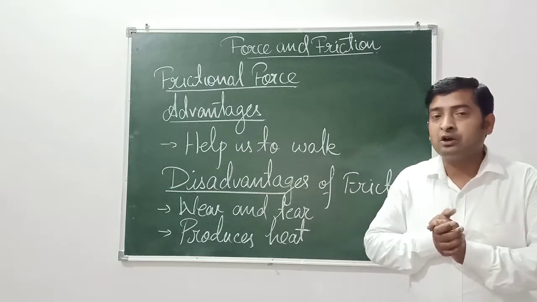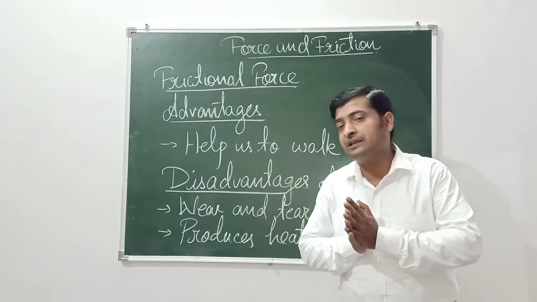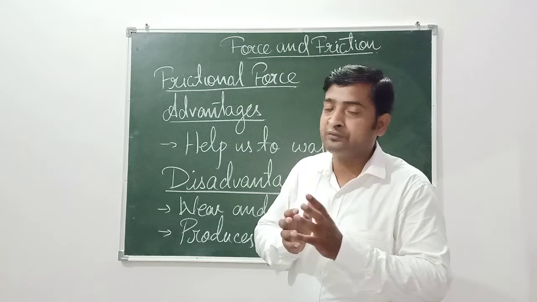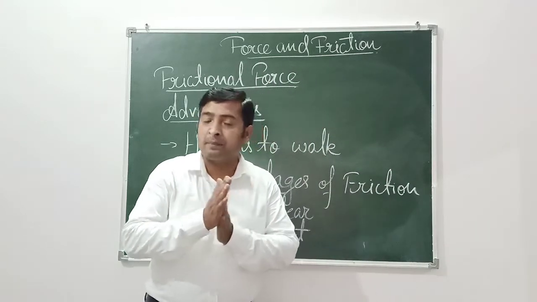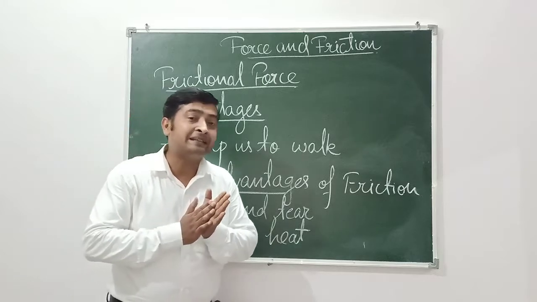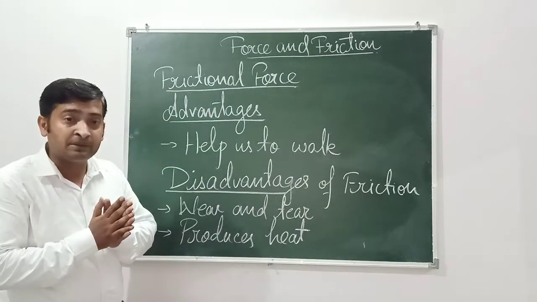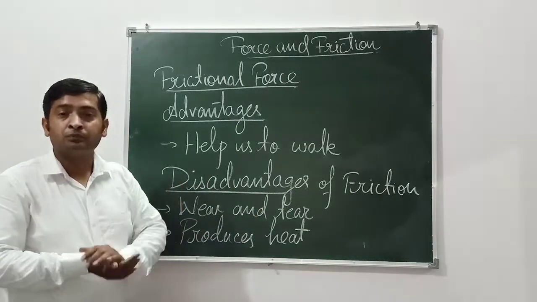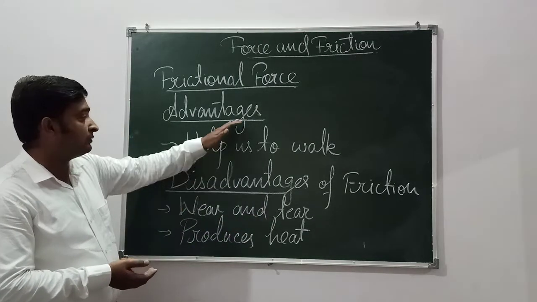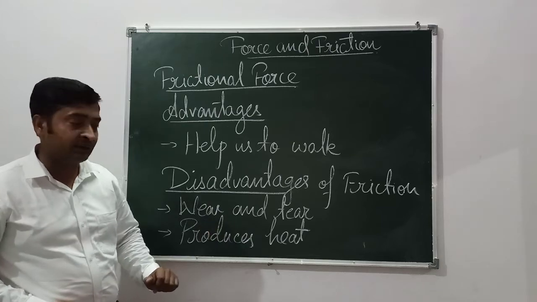So this friction causes heat, and because of this heat, sometimes it is useful, but sometimes it is also harmful. How? Because of the continuous production of heat, the parts of the machines get damaged. When the parts keep on rubbing with one another, they get damaged. So this damaging effect is again caused by friction.